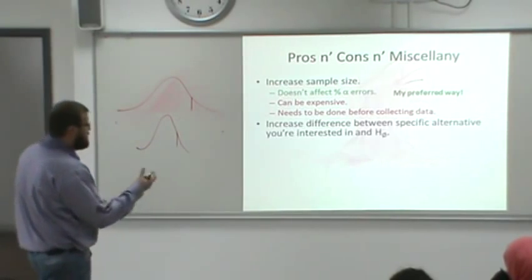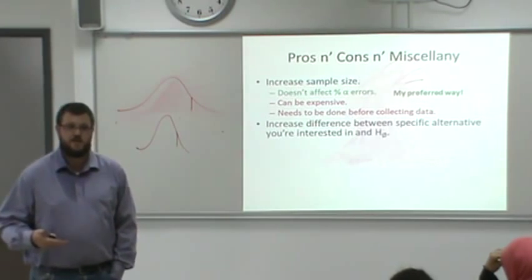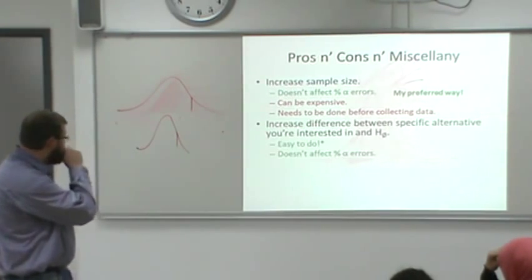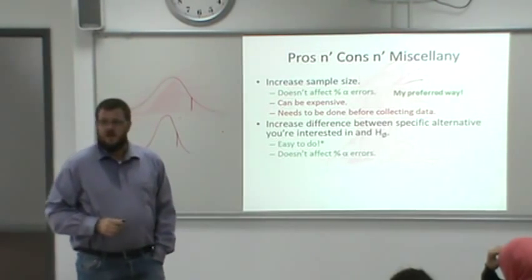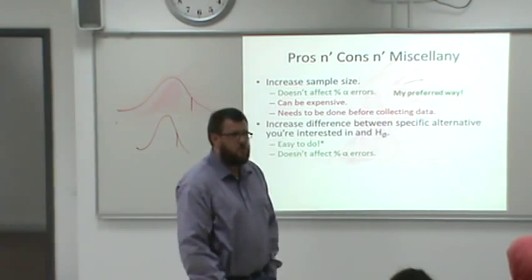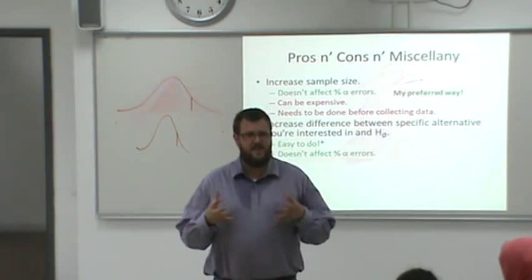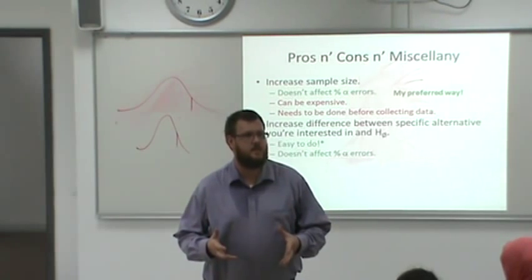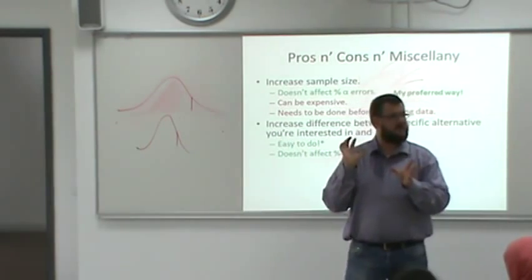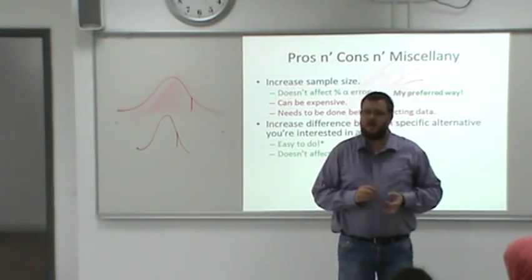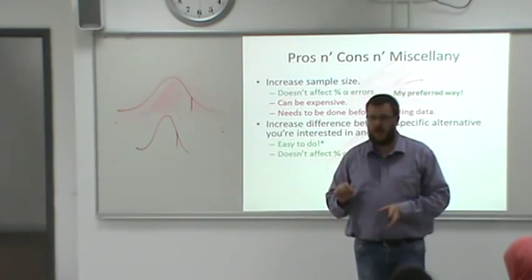Okay, so you can also increase the difference between the specific alternative that you're interested in and the null hypothesis. Now, this is easy to do, asterisk. Before you do a study, you can say what effect size you're interested in. So before, I said, okay, let's say that the probability of success really was 0.6. Let's say it really was 0.7, right? And then we calculated the power that we have.